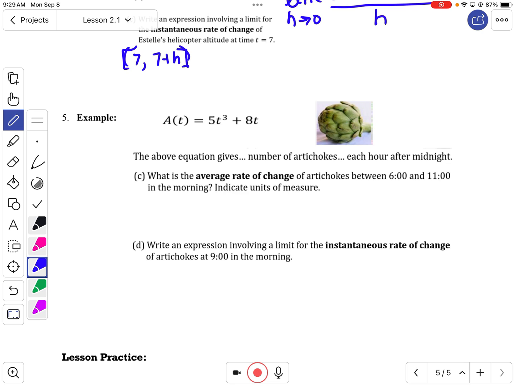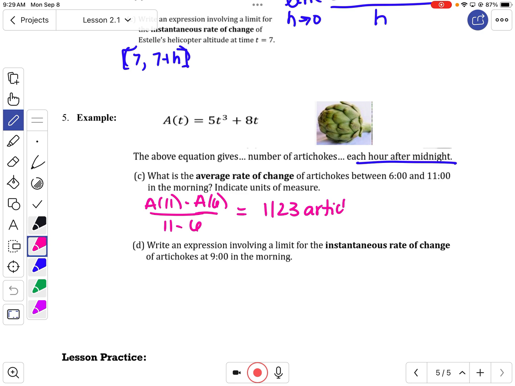So if I want the average rate of change between 6 and 11, where everything is in hours after midnight, we would do A of 11 minus A at 6, over 11 minus 6. And what did you get? Artichokes per hour. Okay, that's a unit of measure you never thought you'd use, but there we go.